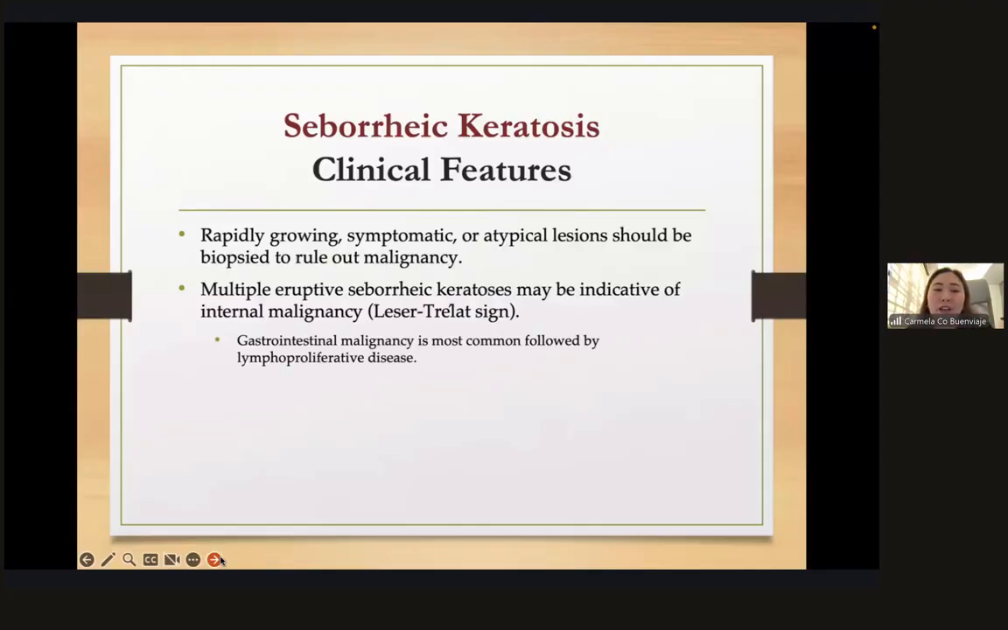And then there's also instances when there's multiple eruptive seborrheic keratosis that this may be indicative already of internal malignancy, termed as the Leser-Trélat sign. And for these, gastrointestinal malignancy is the most common, followed by lymphoproliferative disease. So if you're presented with a patient with sudden, eruptive, multiple seborrheic keratosis, consider whether it's the Leser-Trélat sign. Therefore, work up for gastrointestinal and lymphoproliferative disease.